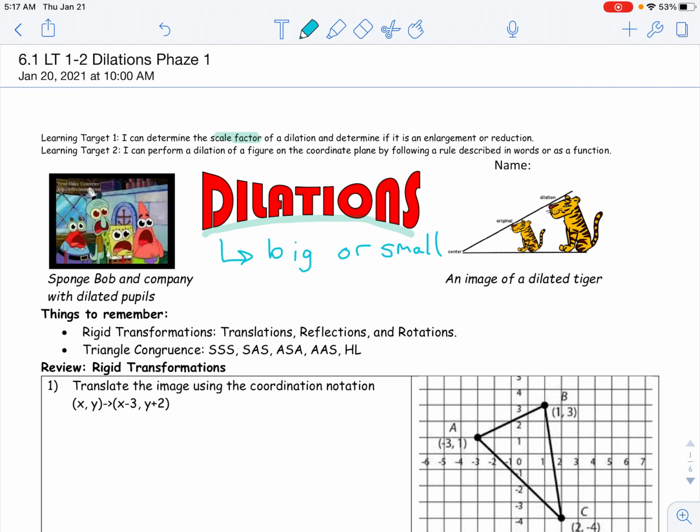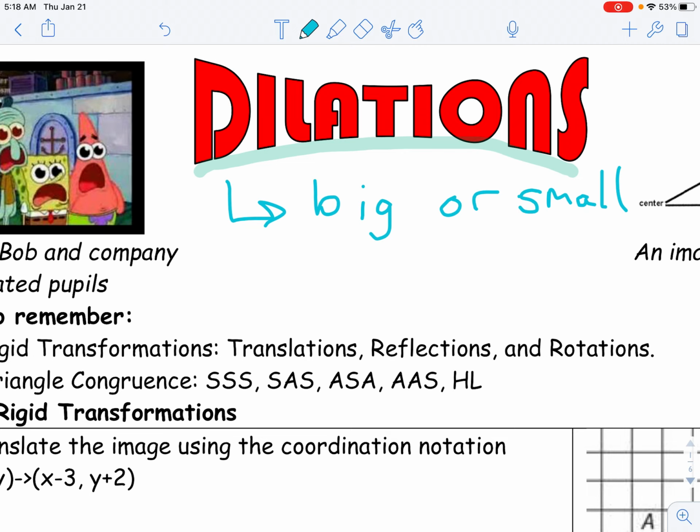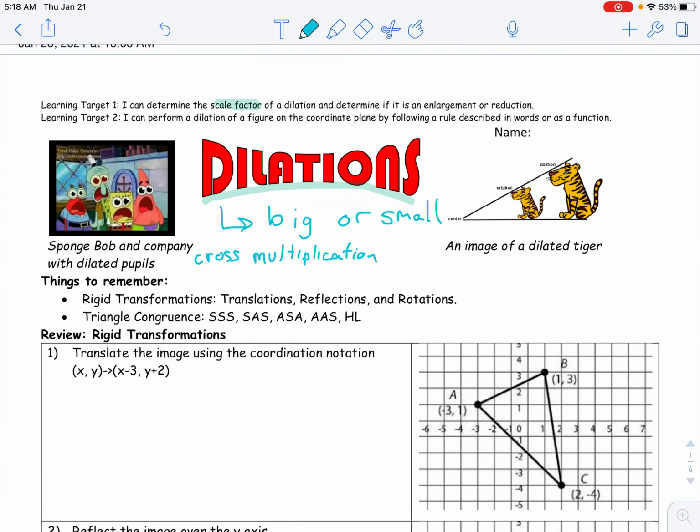And really, if I could sum up this unit in one word, multiplication. If you're good at multiplication, you're going to be really good at this unit. And if I can sum it up in 2 words, I'd say cross multiplication. Alright, we're going to be setting up ratios, proportions, cross multiplying. That's basically a huge punchline of this unit. Not the entire thing, but a huge punchline.